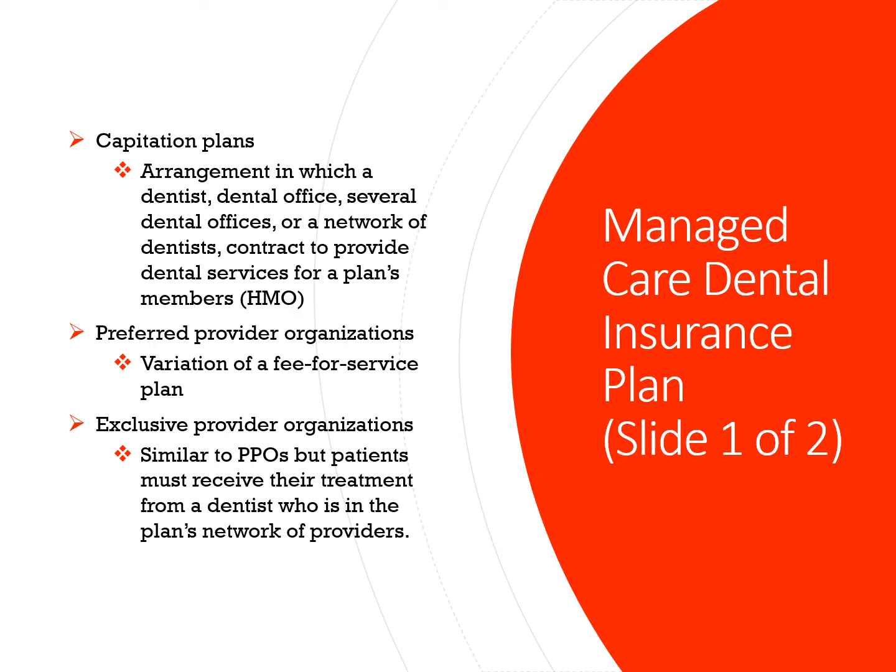Capitation plans, also called dental HMOs, involve an arrangement in which the dentist or the dental office, several dentist offices, or a network of dentists contract to provide dental services for the plan's members. Preferred provider organizations, or PPOs, are technically a closed panel type of the capitation plan. This is a variation of a fee-for-service practice. Exclusive provider organizations are similar to PPOs, but patients must receive their treatment from a dentist who is in the plan's network of providers.